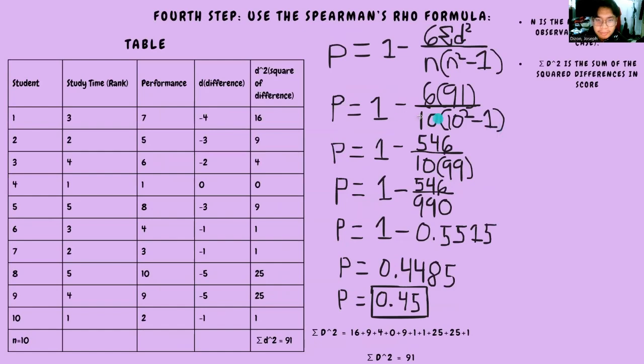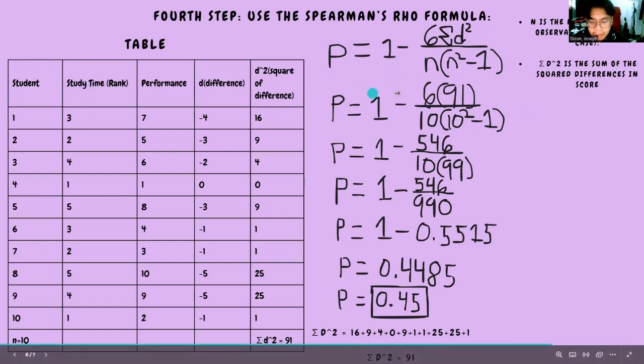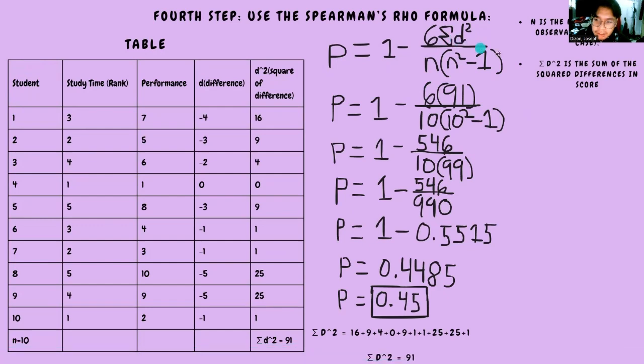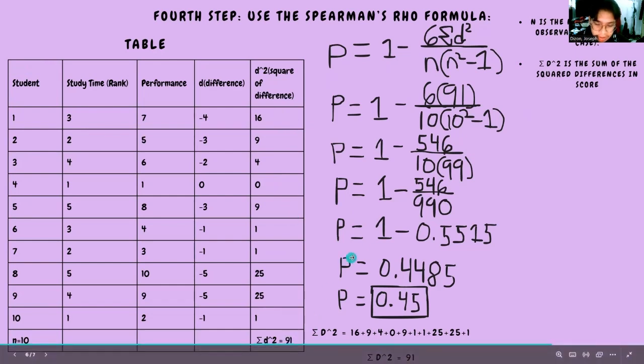Moving on to the fourth step, we use the Spearman-rho formula. Here again, we see P is equal to 1 minus 6 multiplied by the summation of D squared over N multiplied by N squared minus 1, where N is the number of paired observations, or in this case, the 10 students. Summation of D squared is the sum of the squared differences in score. So, we just need to add all of this here to get the summation, which is 91.